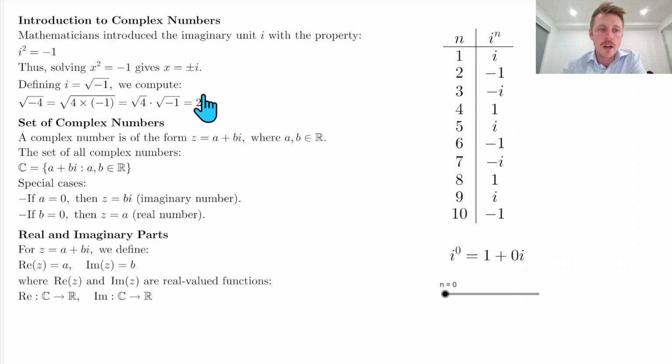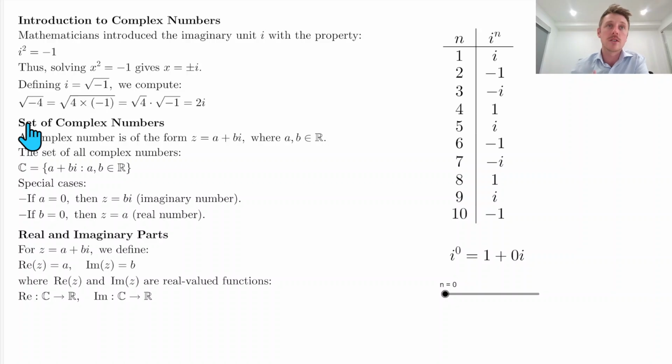A complex number is made up of two parts: a real part and an imaginary part. Mathematicians introduce the imaginary unit i with the property that i squared equals -1. So we can now have a solution to the equation x squared equals -1, which gives x equals plus or minus i. Following this logic, i must be the square root of -1.